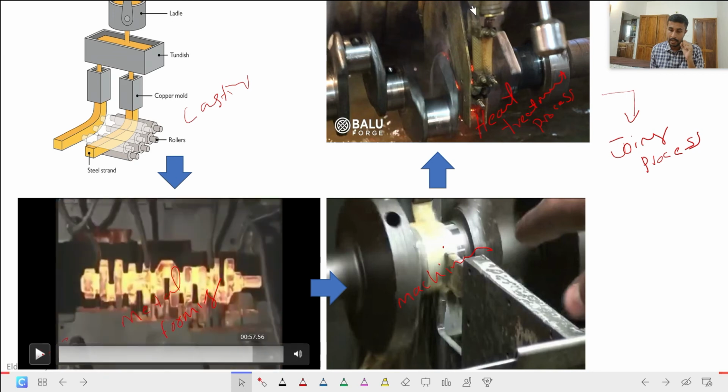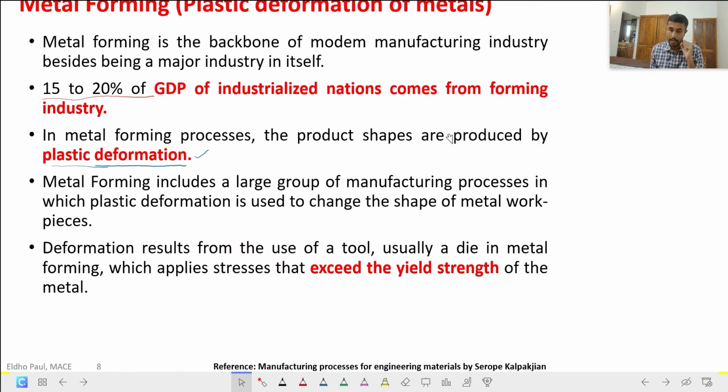This is the final product. Using these metal forming operations, we can convert the raw material into a near net shape product. The deformation comes from the use of a tool, usually a die in metal forming, which applies stress that exceeds the yield strength of the material. So that is very important.